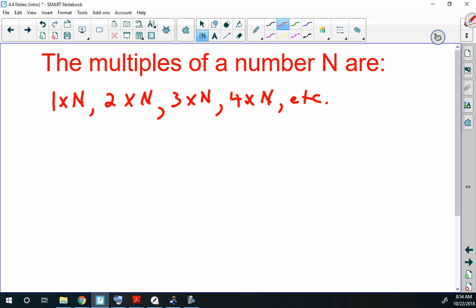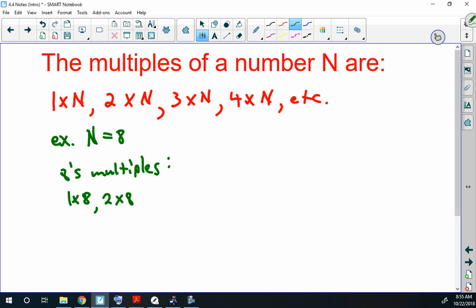So if we look at the number 8 again, for instance, example, let n equal 8. Then 8's multiples would be as follows. 1 times 8, 2 times 8, 3 times 8, 4 times 8, etc. And 1 times 8 we know is 8. 2 times 8 is 16. 3 times 8, of course, is 24. 4 times 8 is 32. 5 times 8 is 40.